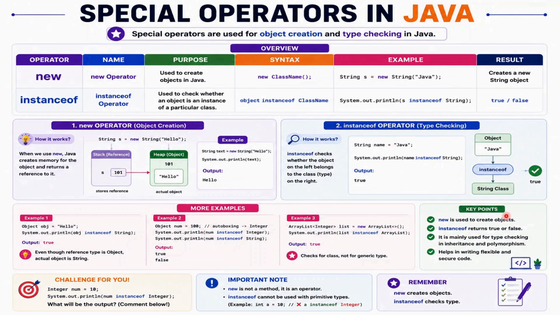Now let's see some of the key points. new is used to create objects. instanceof returns a true or false value. It is mainly used for type checking, in inheritance and polymorphism, and it helps in writing flexible and secure code. The important note is that new is not a method, it is just an operator. And remember, instanceof cannot be used with primitive types. We are going to see this in the practical session also. So remember, new creates objects and instanceof checks type.